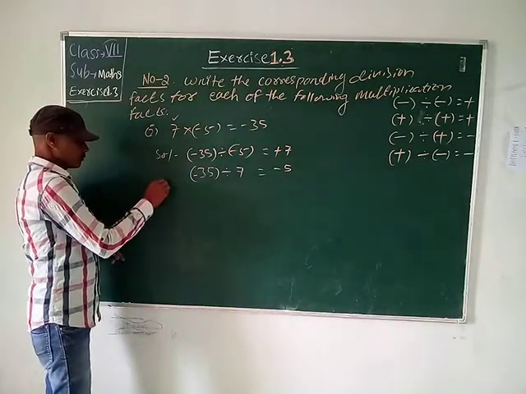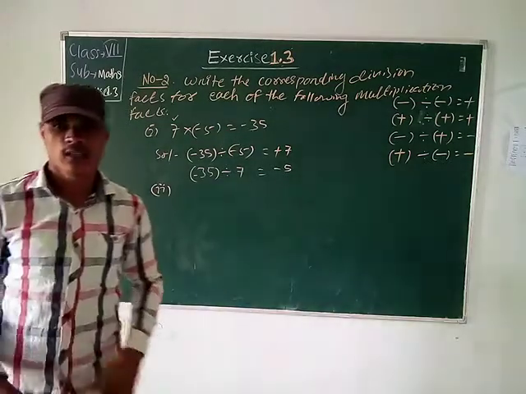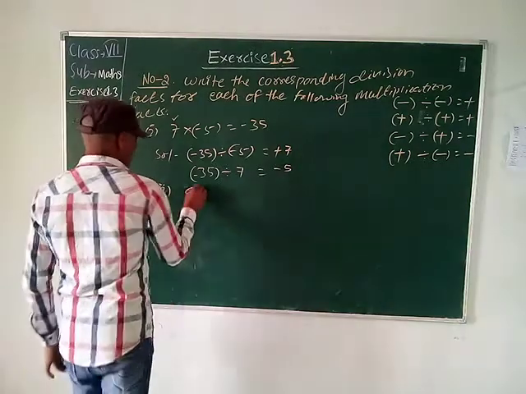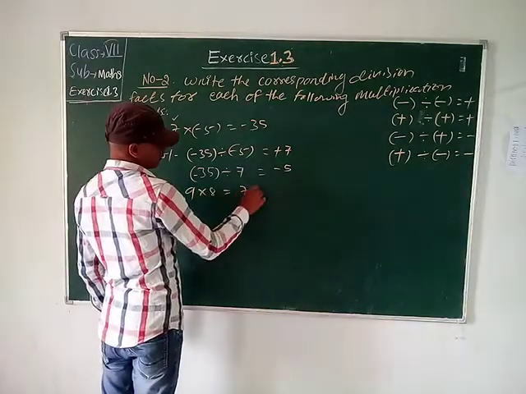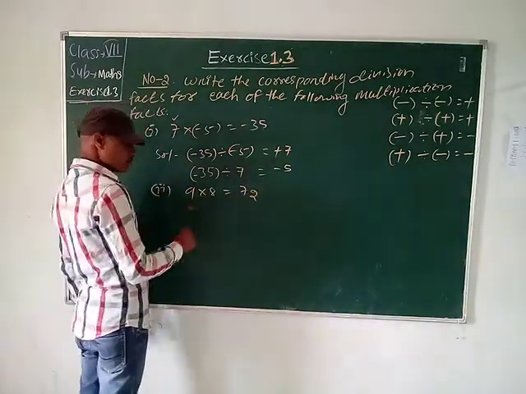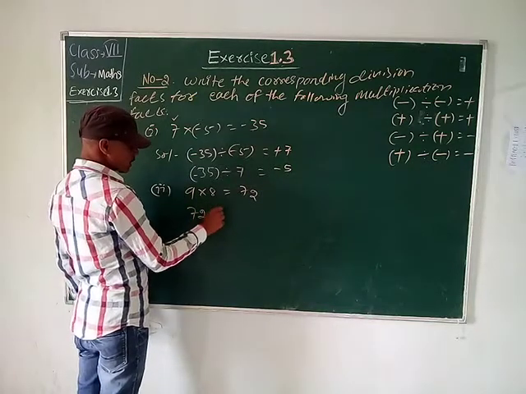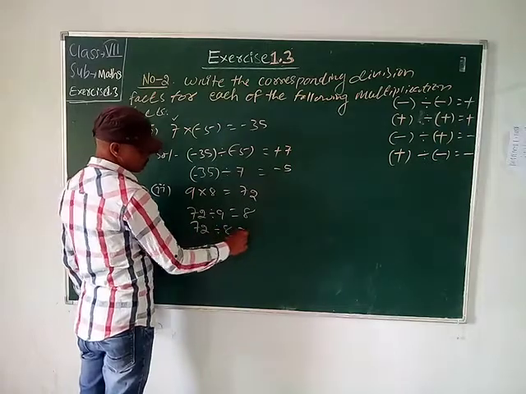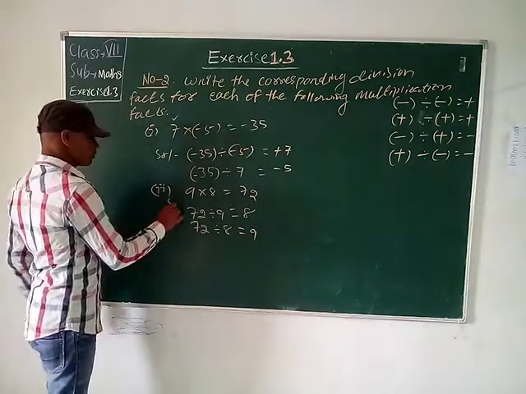It is the process of changing multiplication facts into division facts. Now question two. Here the question is 9 into 8 equals 72. We can easily write it in division facts. 72 divided by 9 equals 8. 72 divided by 8 equals 9. It is the solution of the second part.